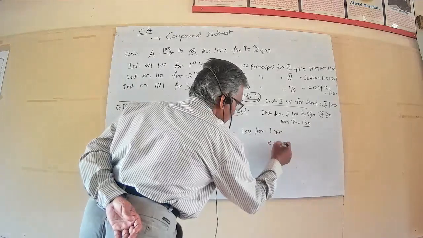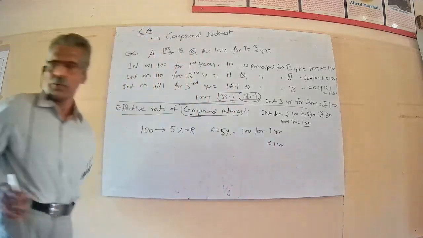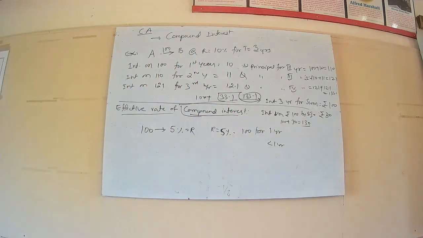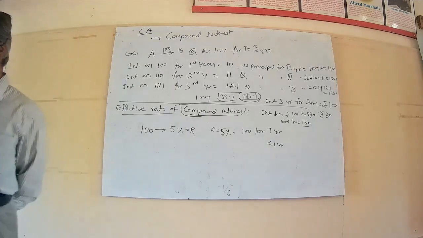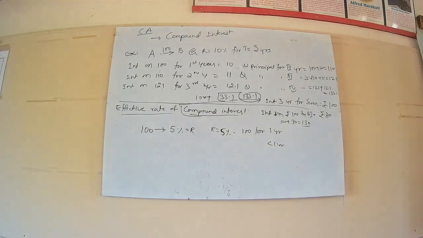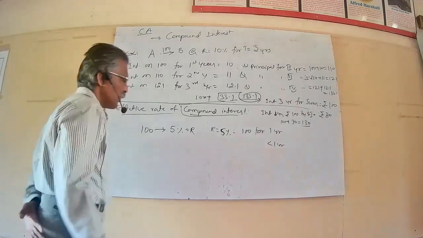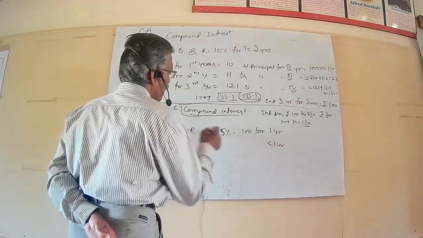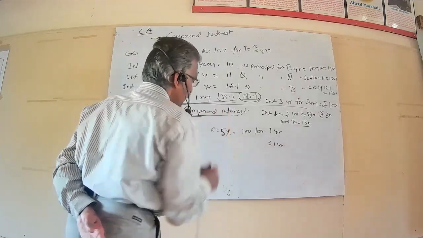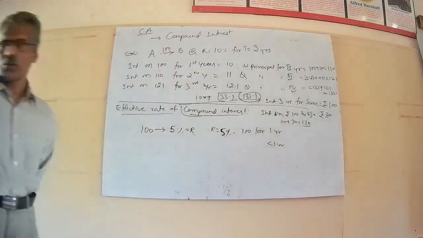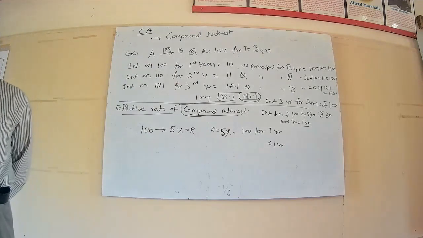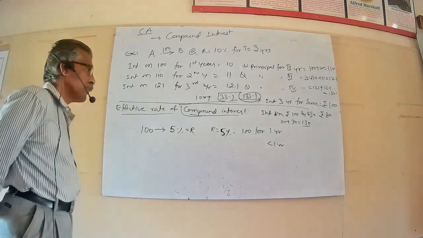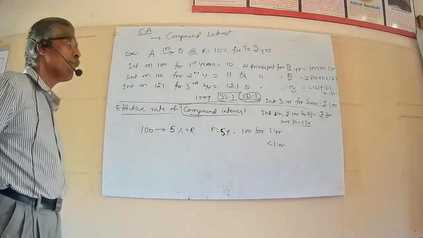If the time period given is less than 1 year, then the effective rate is greater than the given rate of interest. Here the given rate was 5%, so the effective rate becomes greater than that. This is the effective rate of compound interest.